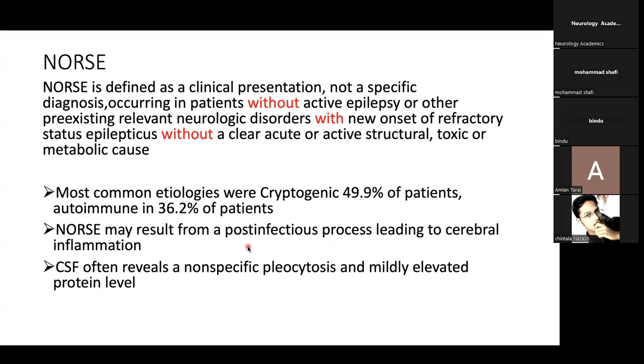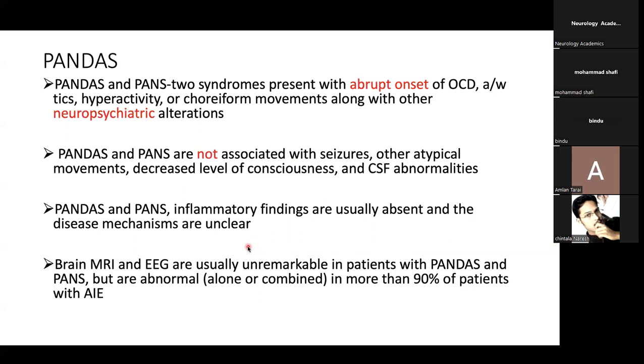Now come to PANDAS. PANDAS and PANS are two syndromes presenting with abrupt onset of OCD associated with tics, hyperactivity or choreiform movement disorder, along with other neuropsychiatric alterations. PANDAS and PANS are not associated with seizures, other atypical movements, decreased level of consciousness, or CSF abnormality. In PANDAS and PANS, inflammatory findings are usually absent, and the actual disease mechanism is unclear.